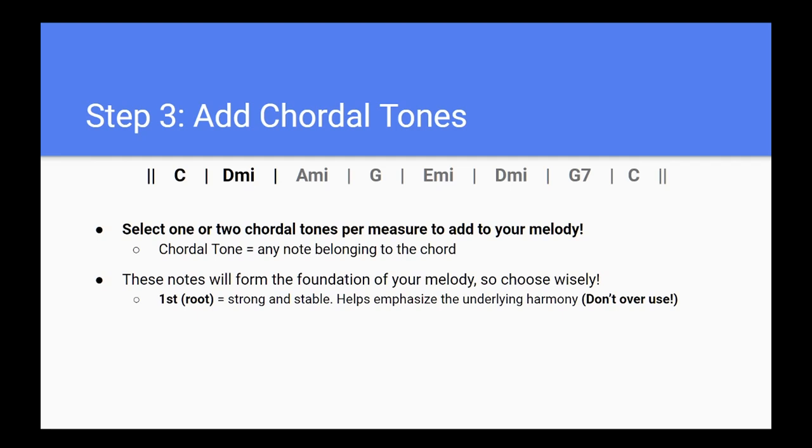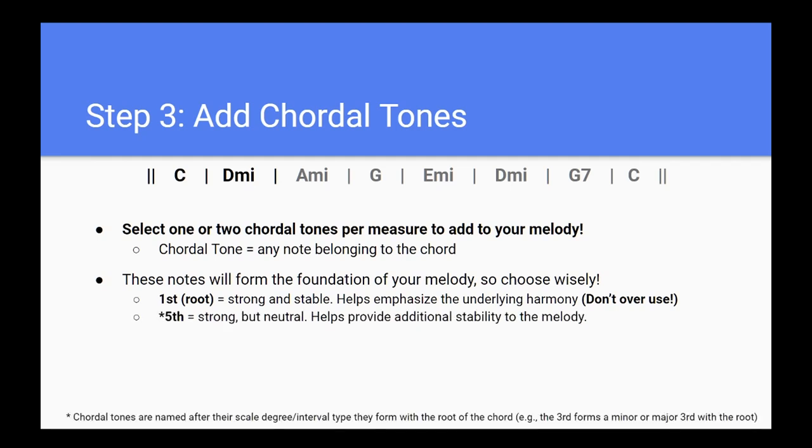Another strong option is the fifth. It's a neutral sounding tone and can be used to add additional stability to your music when used on strong beats of your melody. The third is less stable, but it's responsible for establishing the emotion of a chord. After all, the third scale degree determines if a triad is major or minor. So it's a solid choice when you want to really nail home the emotional core of your underlying harmony.